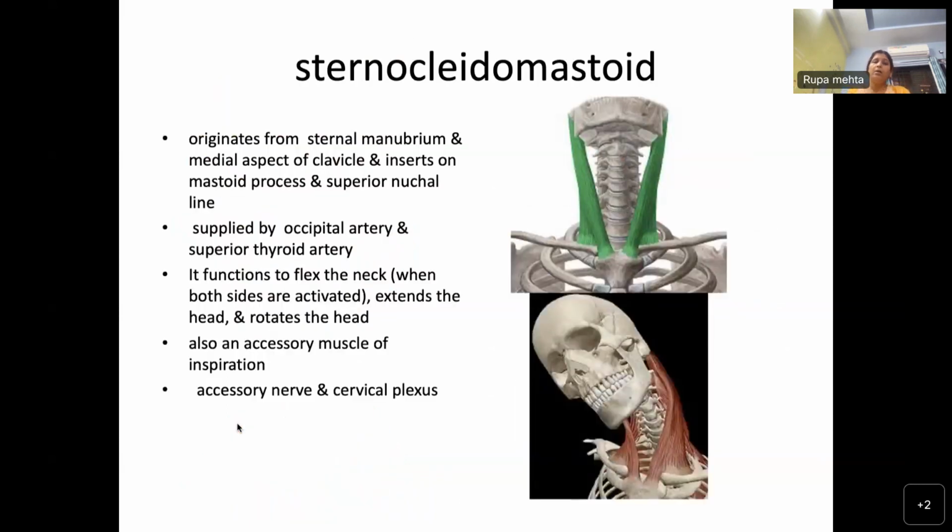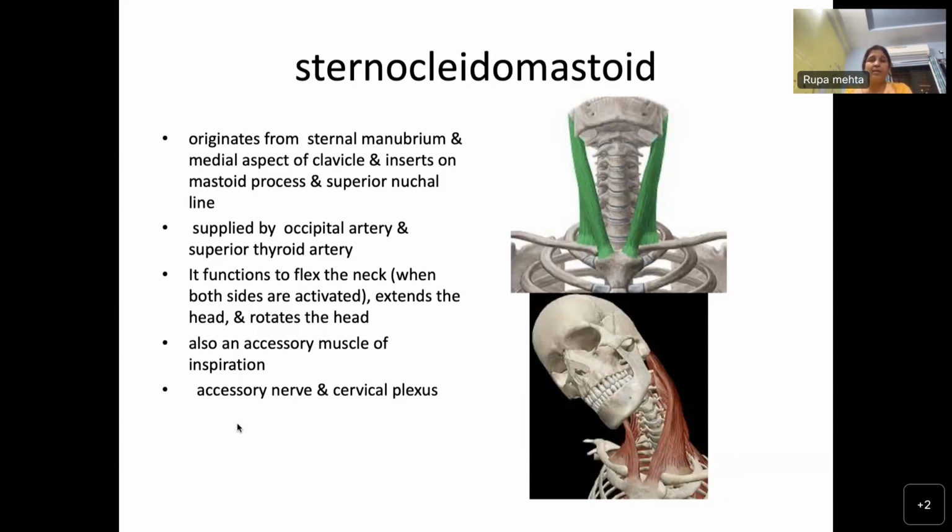Okay. Now, sternocleidomastoid is one of the major muscles in the neck. It protects your carotids; it is nature's protection to the carotids. Nowadays radical neck dissection does not happen so frequently, but in the olden days, if you saw the neck after a radical neck dissection with the sternocleidomastoid removed as well, you could see the carotids, and they were so very exposed. So sternocleidomastoid tends to protect the vital structures. It originates from the manubrium and medial aspect of the clavicle and inserts onto the mastoid process and superior nuchal line, supplied by the occipital artery and superior thyroid artery.